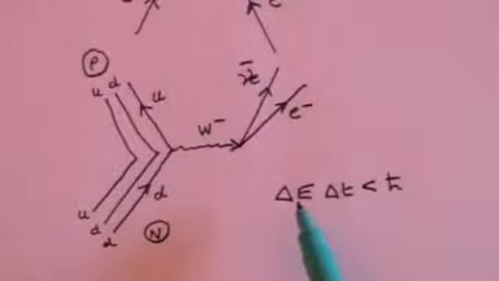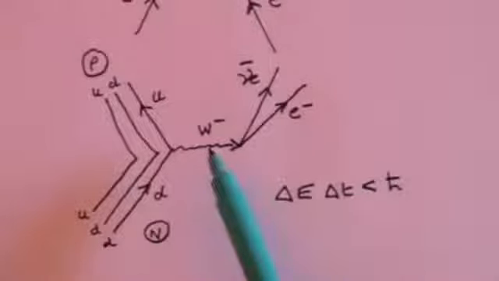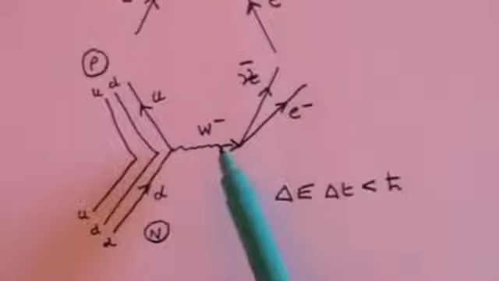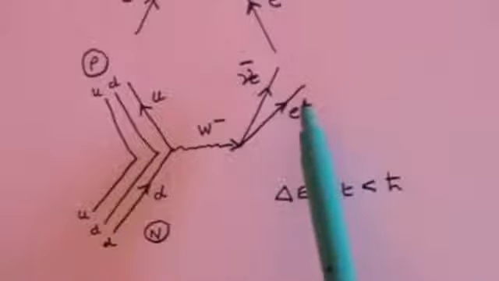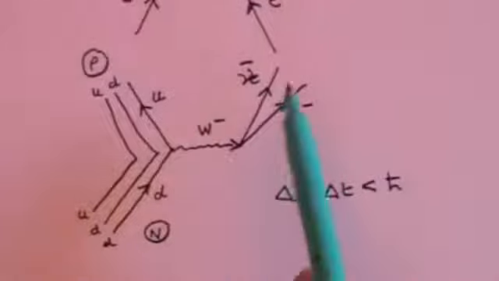And the more energy you borrow, the less time you can borrow it for. So we're borrowing a lot of energy from the vacuum here, 80 GeV, so that has to be paid back very quickly, in fact in 10 to the minus 25 seconds. So the W minus doesn't last for more than 10 to the minus 25 seconds before it decays into these long-term particles. In 10 to the minus 25 seconds, a W minus will barely be able to cross a part of a proton. That's as far as it will get before it decays.